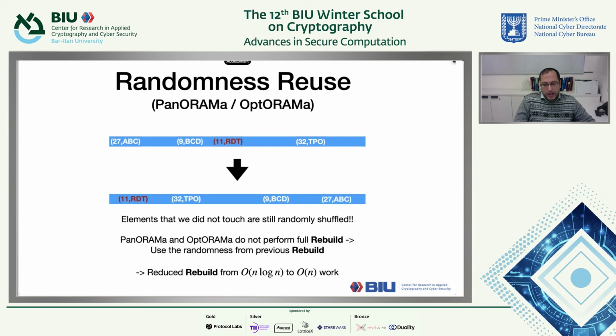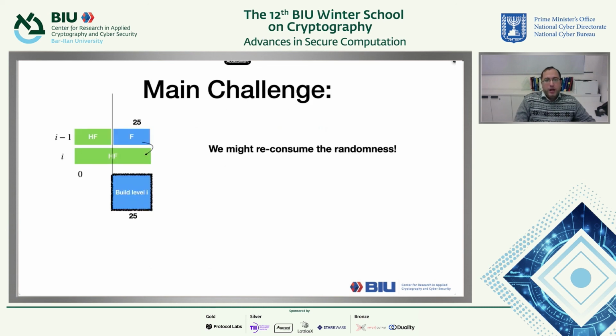So the deamortization techniques of Ostrovsky and Shub do not work with Panorama and Optorama, and the construction is just in the amortized sense and not in the worst case. This is the main challenge: at this time, when we start rebuilding level I, maybe we're going to look up for 25, and this will mean that the entire security of our hash table is broken.